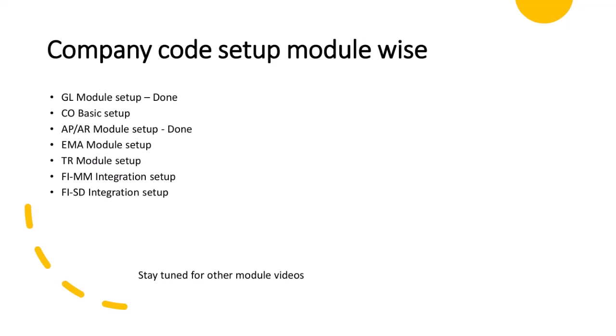In the next video we will set up the AR module, accounts receivable, and then we will be done with the GL module setup and AP, AR module setup. Then we will look at the asset accounting setup and the controlling setup. And in later topics, we will set up the treasury module, integrations between FI-MM, FI-SD. Then we will look at project system configuration, investment management configuration. So those are all lined up ahead.